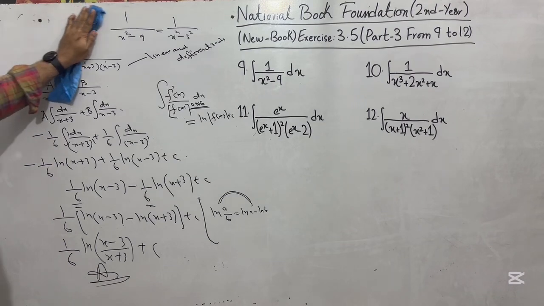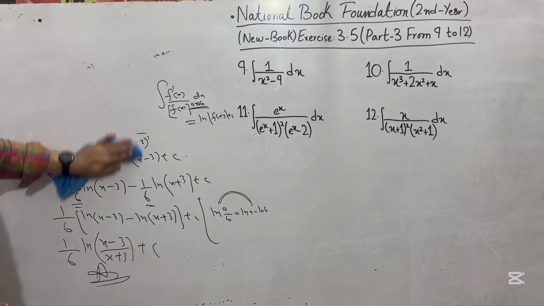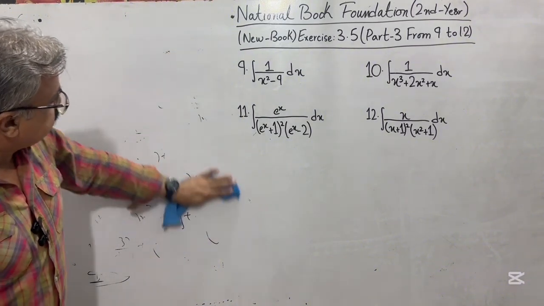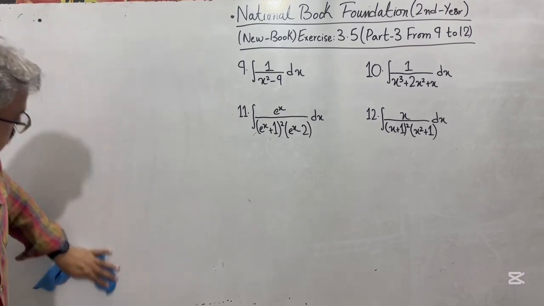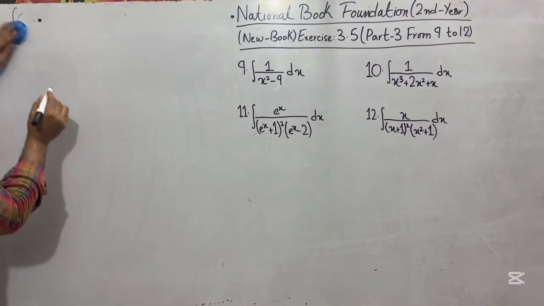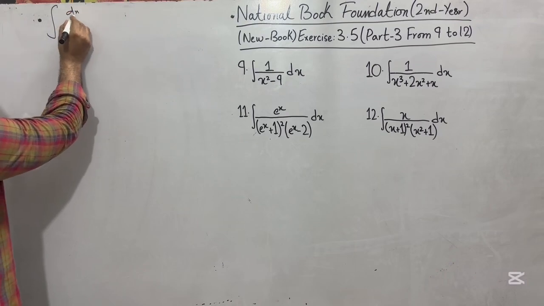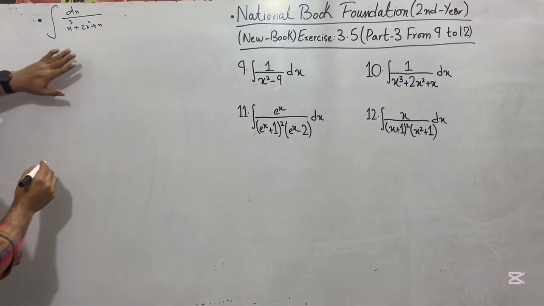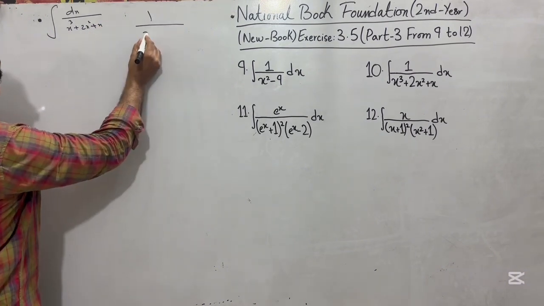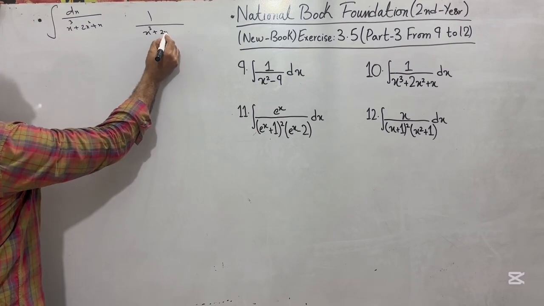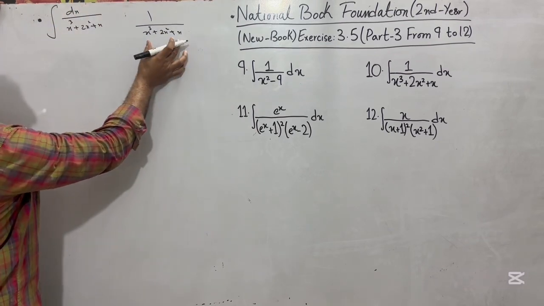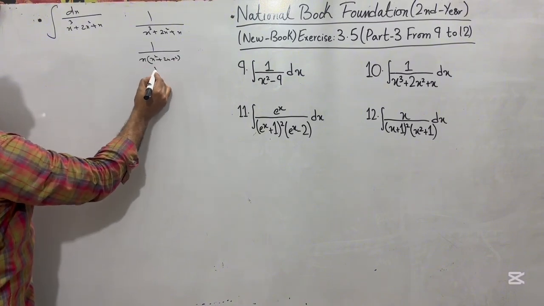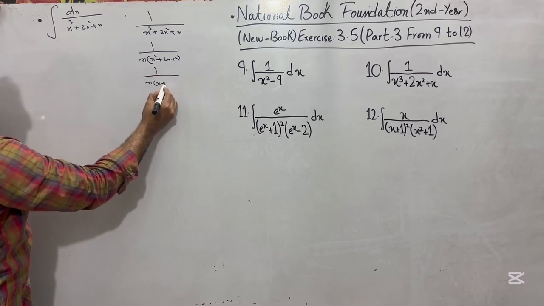Moving towards question number 10. We have 1 over x cube plus 2x square plus x dx. Let me write here: dx over x cube plus 2x square plus x. For the time being, postpone dx and integration. Taking x common, we are left with x square plus 2x plus 1. We are familiar with its identity, x plus 1 whole square.